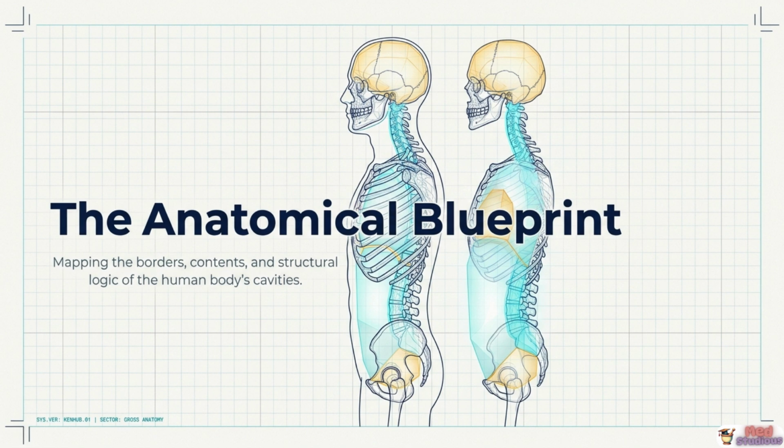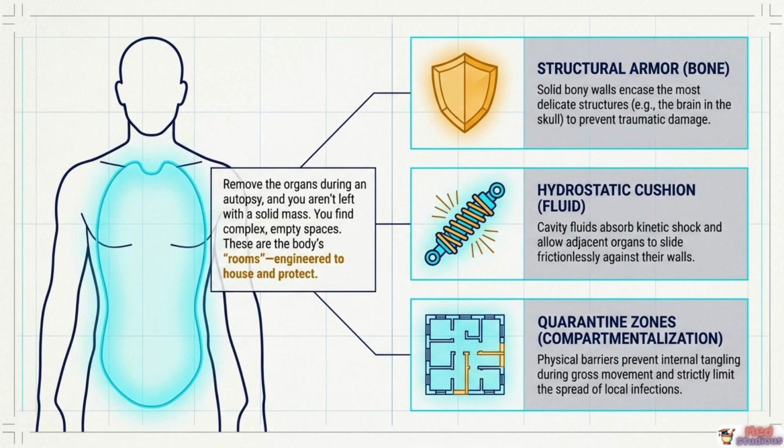By the end of this video, you will understand gross anatomy on a deeply functional level. You'll start seeing the human body not just as a collection of random parts, but as a brilliant, interconnected architectural masterpiece. If you were to remove the organs during an autopsy, you aren't left with a solid mass. Instead, you find complex, empty spaces.